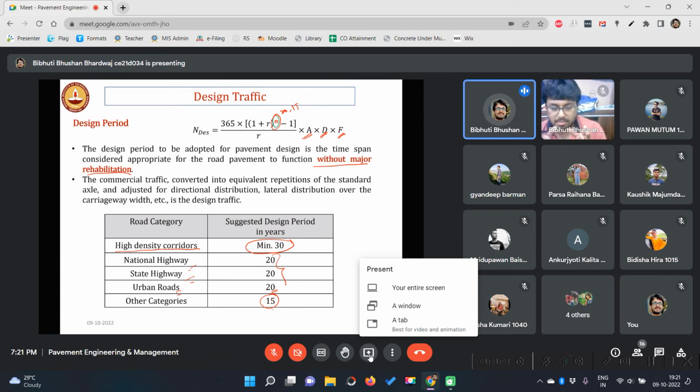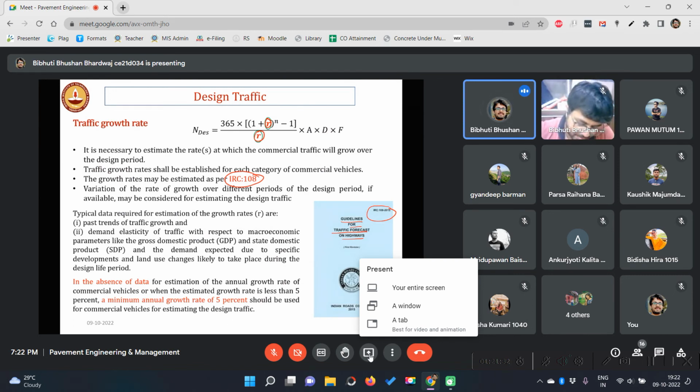Okay. So this automobile sector, at what rate it is growing, that also you need to keep in account. Because if the automobile industry is not growing, then even if people are becoming rich, they cannot afford cars, right? So it depends on many factors. You can simply look at the past trends, how the traffic was growing. You can see the demand elasticity, it's from the transportation planning part, but GDP, state domestic product, SDP, these things are considered and ultimately some value is taken.